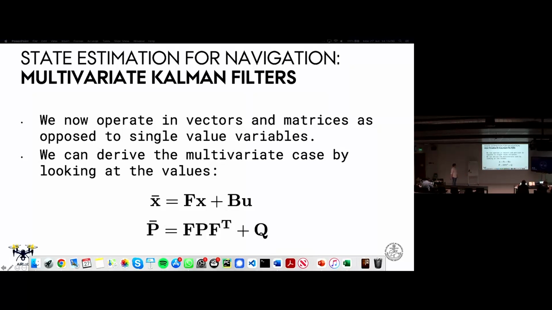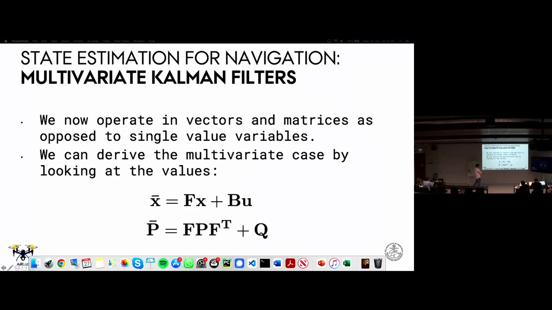and we can derive the multivariate case by looking at the values. I'm going to have a slide in a second that describes how the univariate case is similar to the multivariate case. But this is exactly what you mentioned, Andrzej: control isn't the best example, but we're going to see in a second with the measurements that because the measurement can be taken from a completely different form, we still need to transform whatever form that is into a state space. So this has been accounted for.